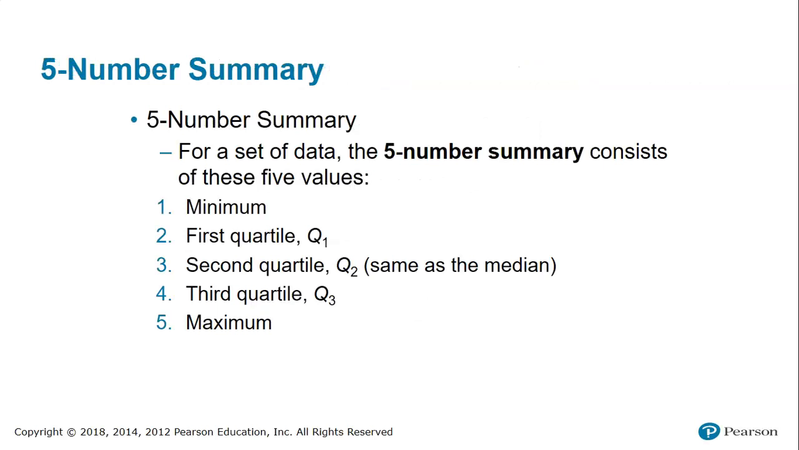Okay, the 5-number summary is also important, because you'll use this in graphing your box plots and so forth. There are 5 numbers that you have to use in doing the 5-number summary. The first one is the minimum value. The second is your first quartile value. The third is the second quartile value, which is the same as your median. The fourth value is the third quartile, and then the fifth value is your maximum. So you need to be able to identify your 5-number summary values.